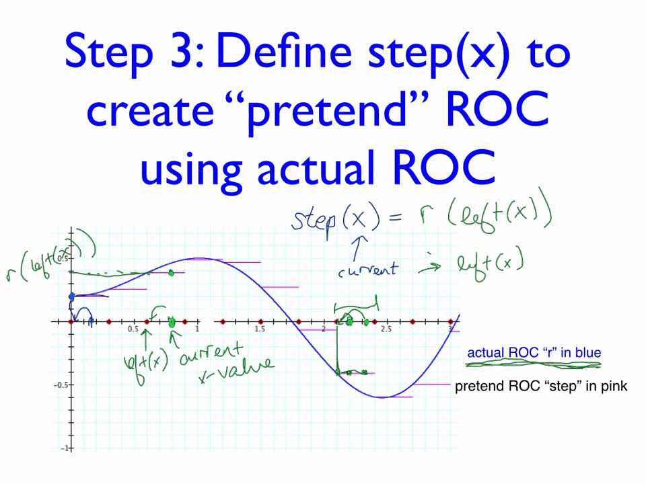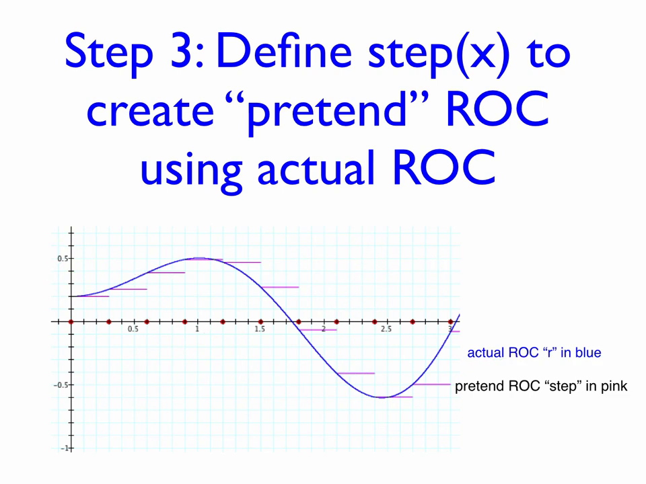The magic has happened. We have our piecewise constant rate of change function. It's called step of x, and this is how it works. R was given. R is the actual rate of change function that was given in the beginning of the problem. With the bouncing ball, the ball going up and down, it was a given rate of change.